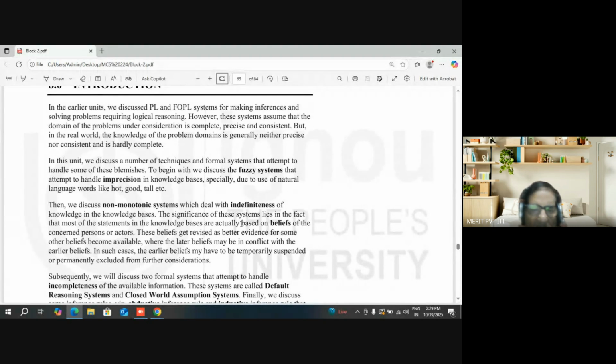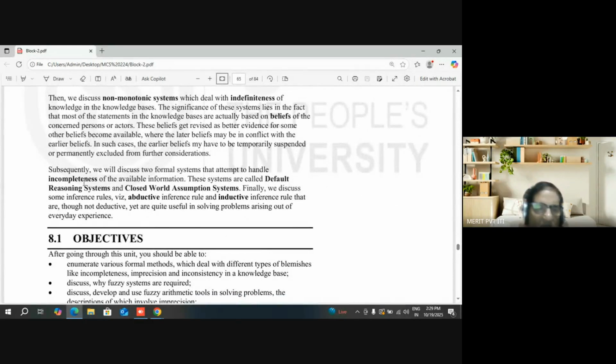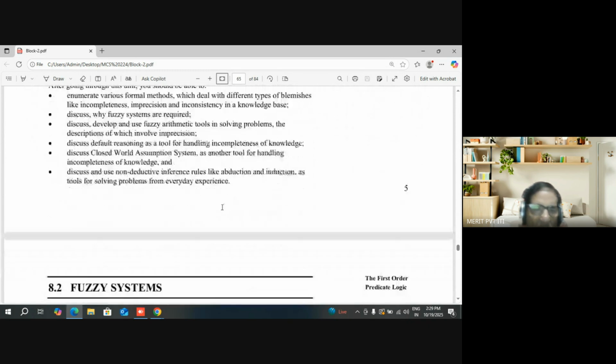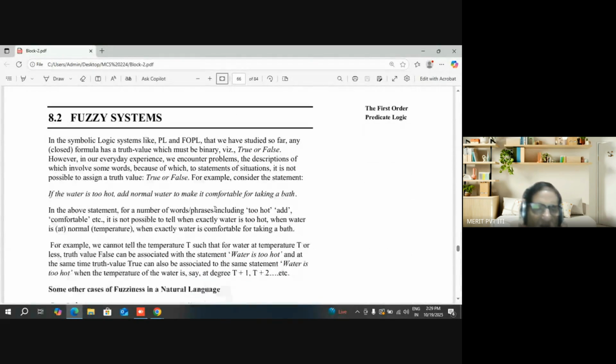The significance of this system lies in the fact that most of the statements in the knowledge base are actually based on the beliefs of the concerned persons or actors. These beliefs get revised as better evidence arrives. Subsequently we will discuss 2 formal systems that attempt to handle incomplete knowledge. These systems are called the default reasoning system and the closed world assumption system. Finally, we discuss some inference rules, abductive inferences and inductive inferences. So these are the various objectives. What is a fuzzy system?